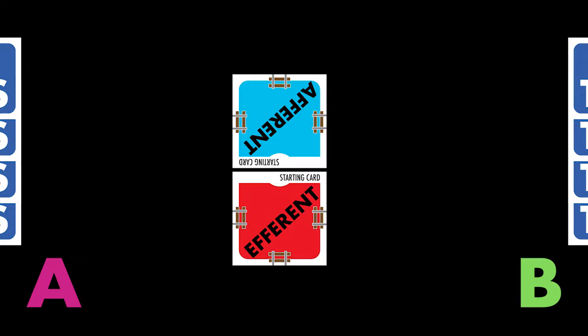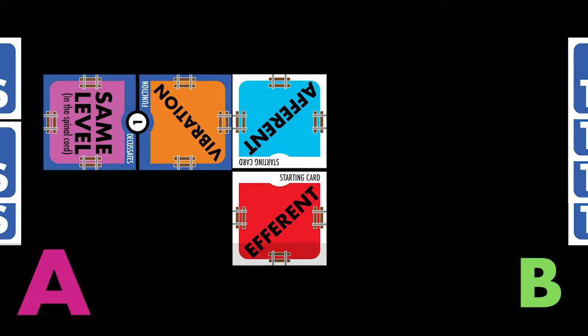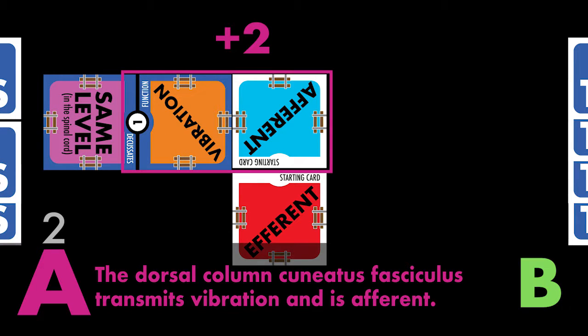Deal 4 cards to each player. Player A will go first. They will play a card, make a statement. The dorsal column cuneatus fasciculus transmits vibration and is afferent. They will draw a card and then pass the turn.